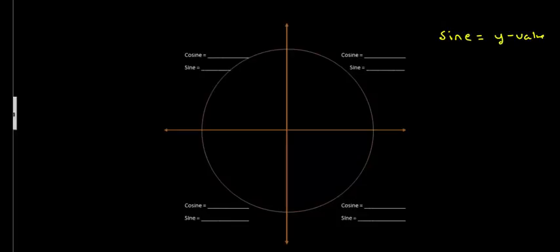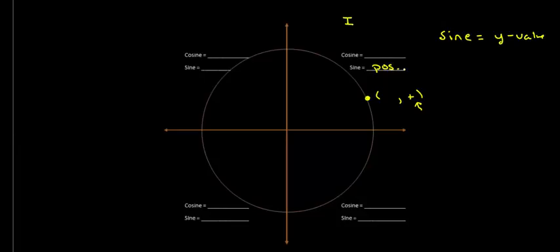So if sine measures the y value, if you were to look at a point here in quadrant number 1, its height value, which is this over here, is going to be a positive number because we're going up. So sine in quadrant 1 is going to be positive.